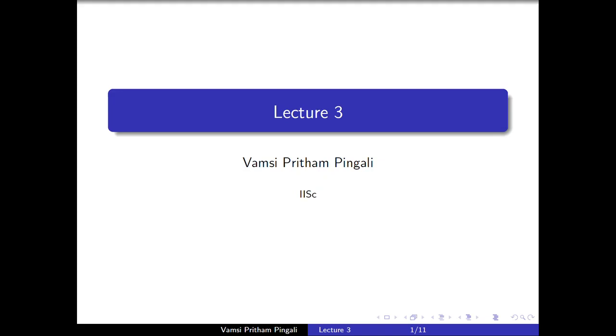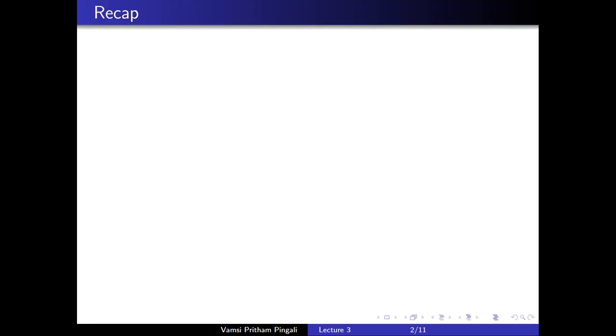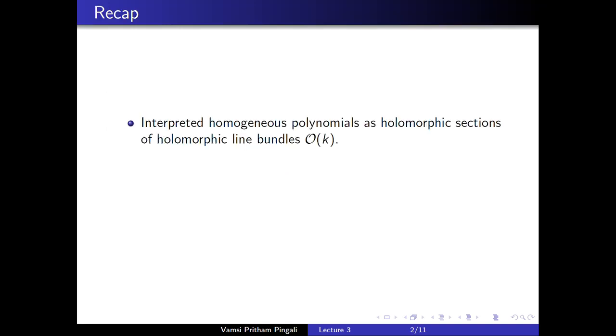Let's start. The last time we interpreted homogeneous polynomials as holomorphic sections of holomorphic line bundles, right? Homogeneous polynomials were used to produce examples of submanifolds of CPN, that's projective varieties. And we wondered if these homogeneous polynomials could be thought of as functions from CPN to somewhere. Indeed, they're functions. They're much more than functions. They're holomorphic sections of certain holomorphic line bundles, the O(k) bundles.